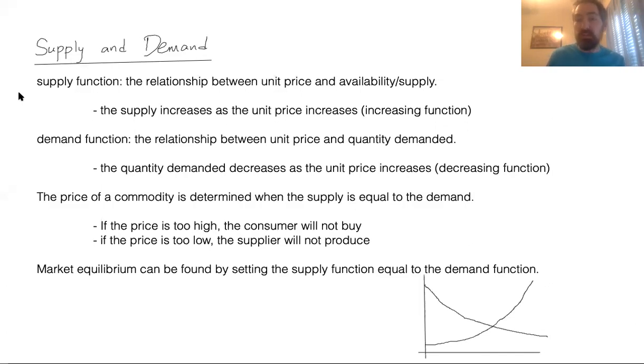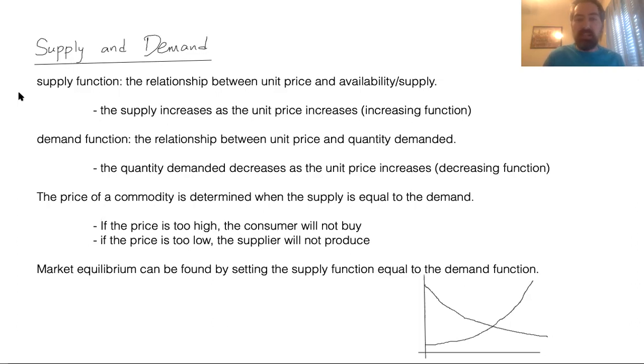the unit price increases. And the demand function is a relationship between the unit price and the quantity that's demanded by the consumer. And this is a decreasing function, we would expect, since the quantity demanded decreases as the unit price increases. The higher the unit price is, the less demand there's going to be.